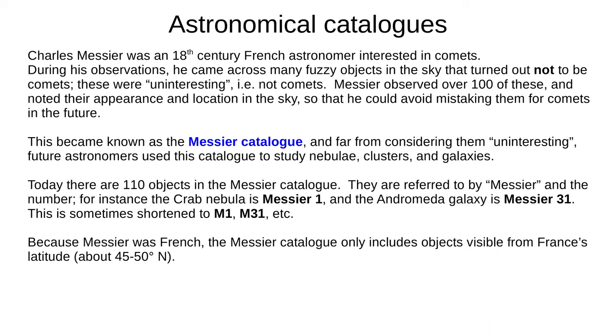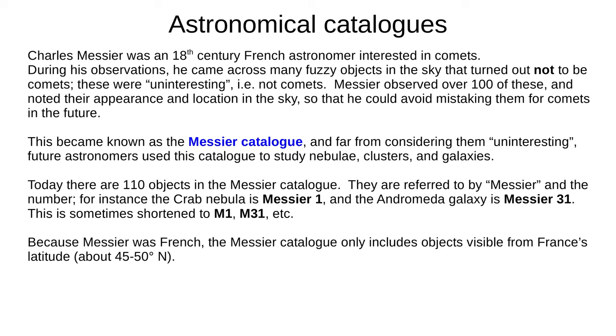We're going to move away from stars briefly to look at astronomical catalogues, lists of other objects in space. Charles Messier was an 18th century astronomer interested in comets. While observing, he made several false discoveries, fuzzy objects that, on closer examination, turned out to be boring. To Messier, boring meant anything that wasn't a comet, and he carefully noted their appearance and location in the sky to avoid mistaking them for comets in the future. Later astronomers named this the Messier catalogue, and found the nebulae, clusters and galaxies in it actually quite interesting.